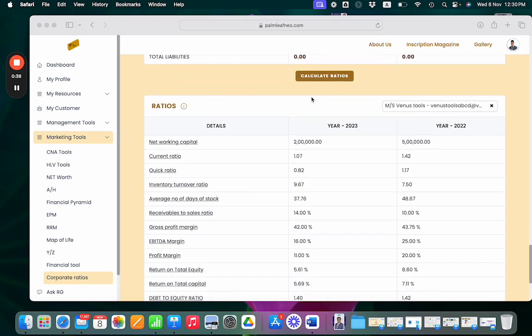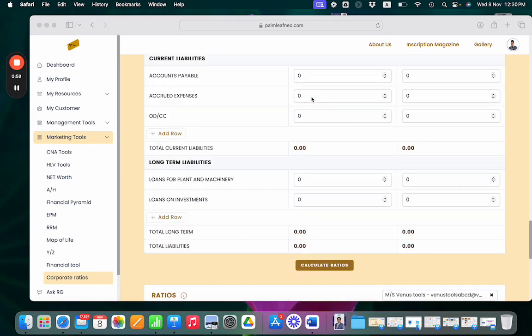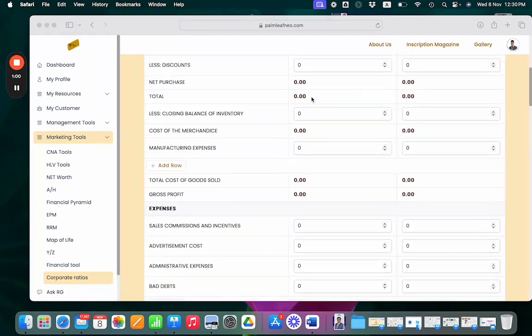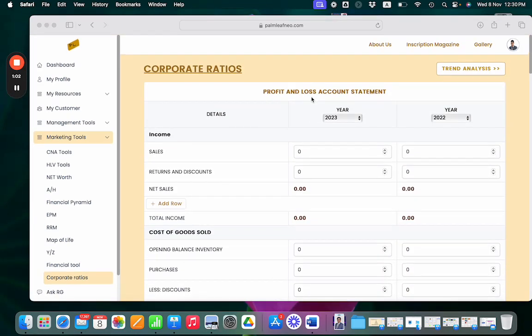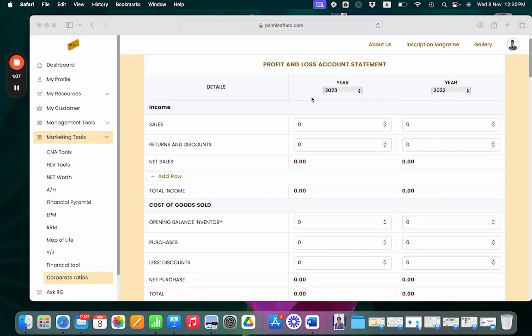Ratios help people, it gives them an understanding, a proper insight on how their company is functioning in terms of liquidity, profitability, solvency, and leverage. So to do this, all that we need to do, you look at this tool here, you need to take the profit and loss account and the balance sheet of the company, and from the profit and loss account and the balance sheet, start typing data here.